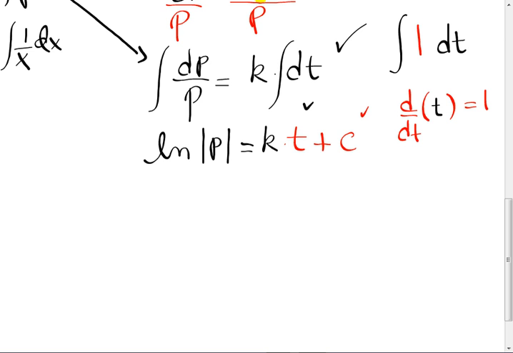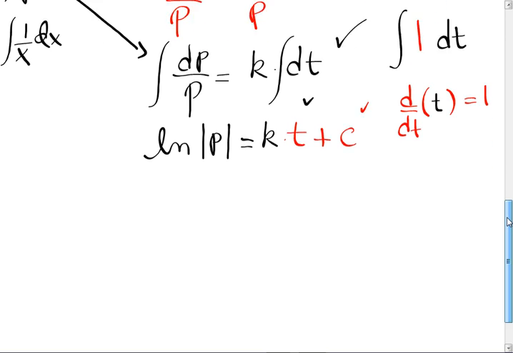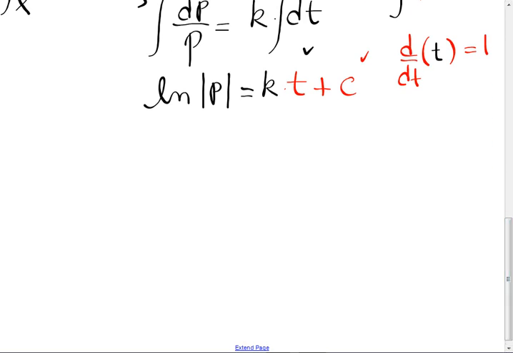And now we get a point for putting in our initial condition. So I'm going to put P0 in for P and 0 in for t. So it's the log of the absolute value of P0. I'm going to keep it there until I don't need it. And equals k, and t was 0 at that time. Does this make sense? If it doesn't, you need to tell me.